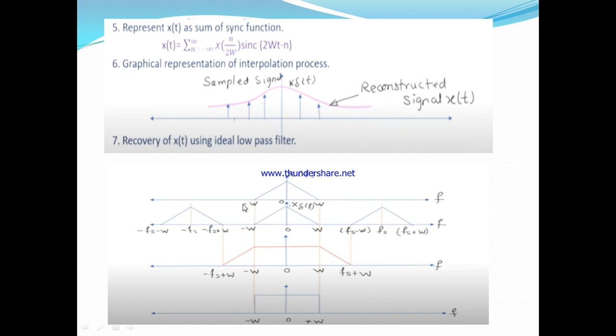Okay, so this is the process of the sampling theorem. In the sampling theorem, the continuous signal is converted to the sampled signal, and again from the sampled signal, the continuous signal is recovered. The condition is that the sampling frequency is greater than or equal to twice the maximum frequency of the message signal.